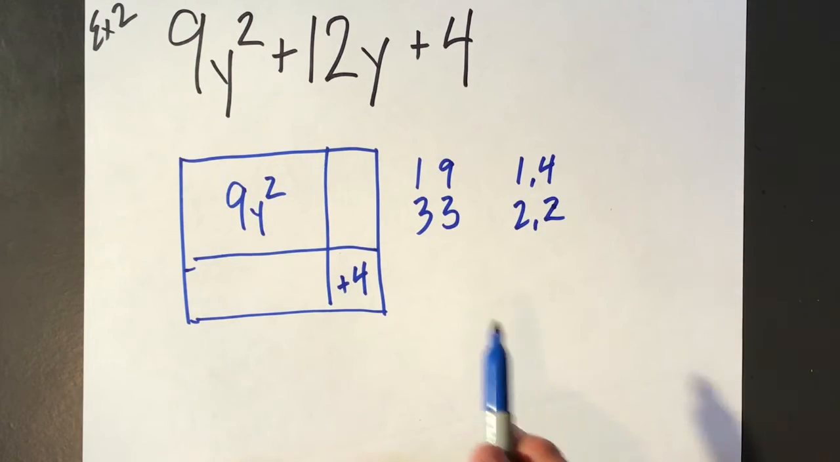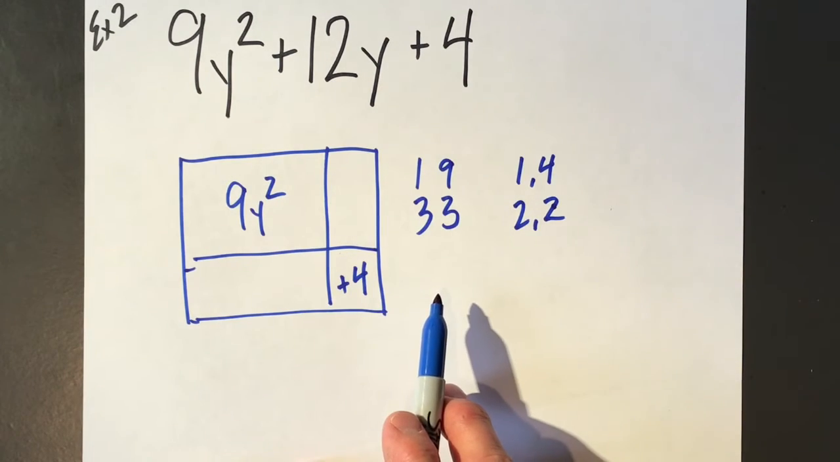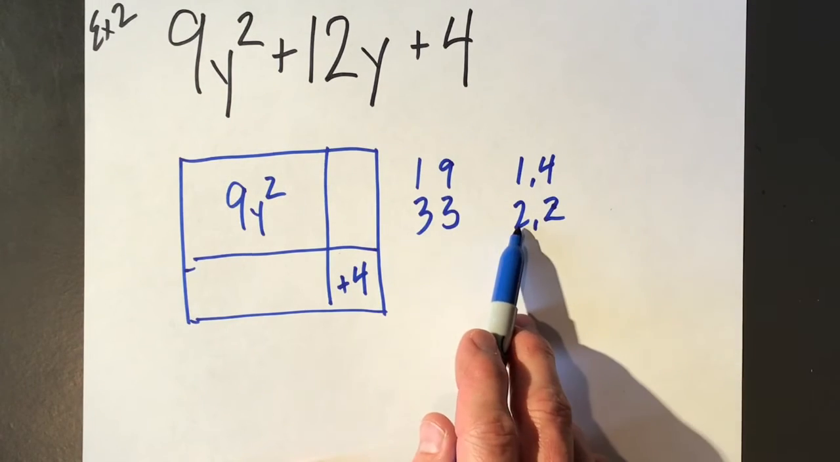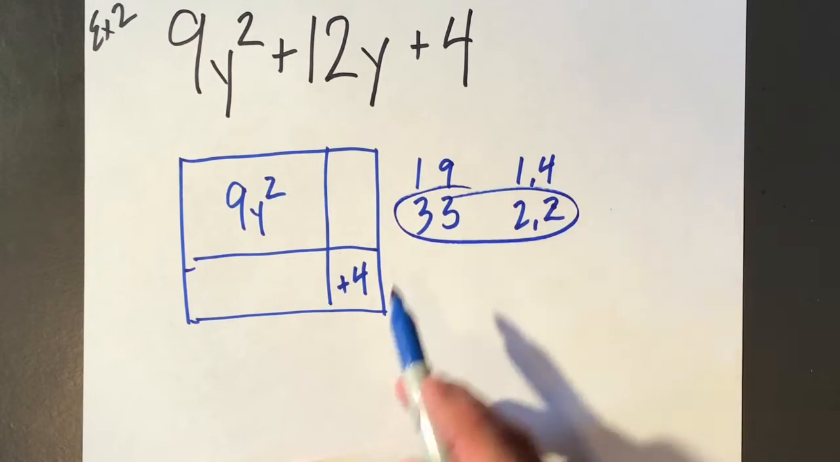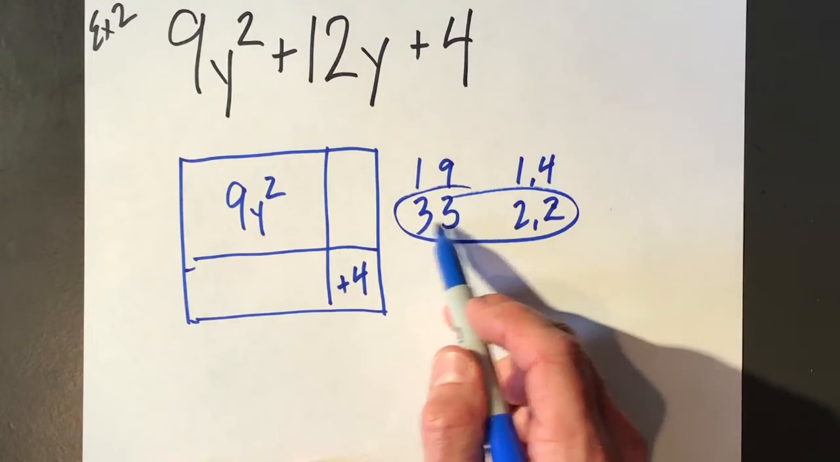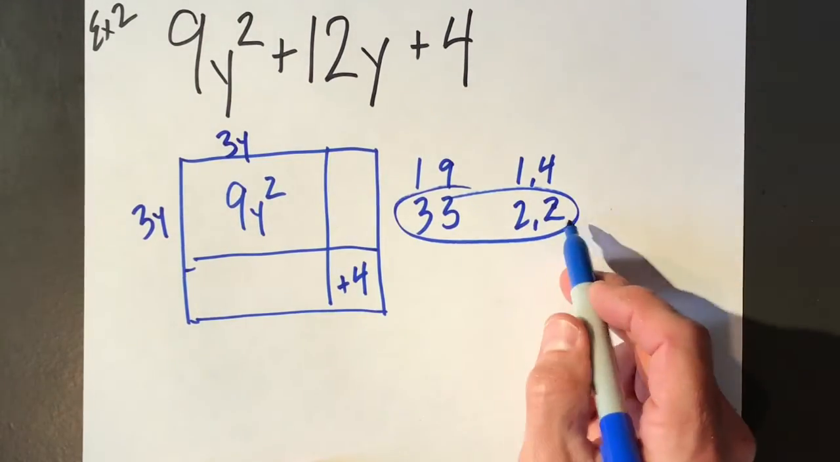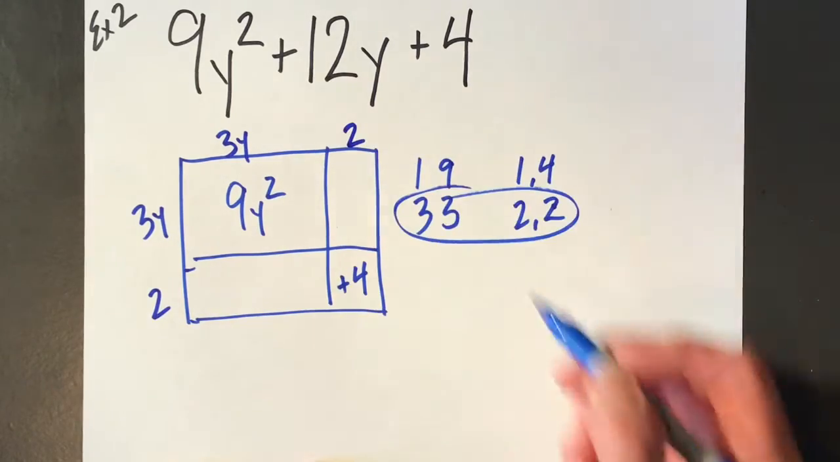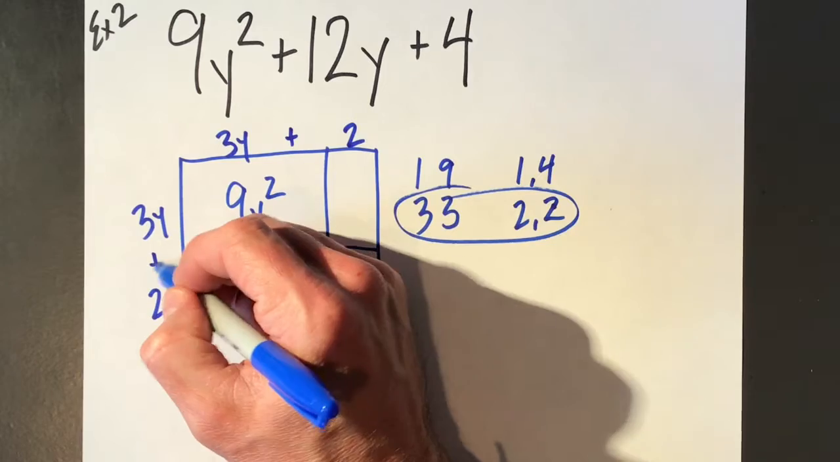And what I want to find is a combination on the left and on the right that will produce 12. And 3 times 2 is 6, 3 times 2 is 6, and 6 and 6 make 12. So this is going to be the combination I'm going to go with. So 3 and 3 with the y go here and here. 2 and 2 go here and here. And everything's positive. So I'm going to do positive, positive.